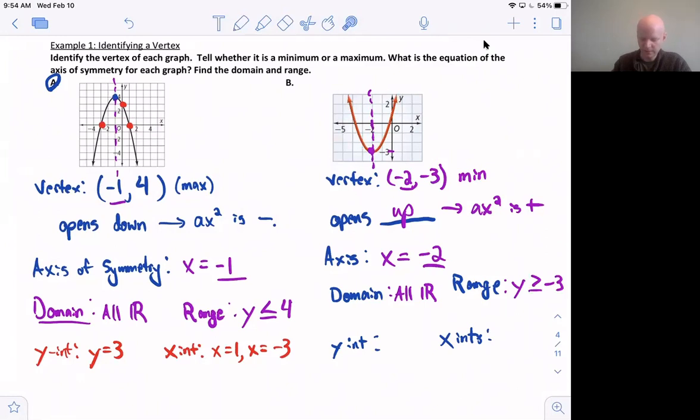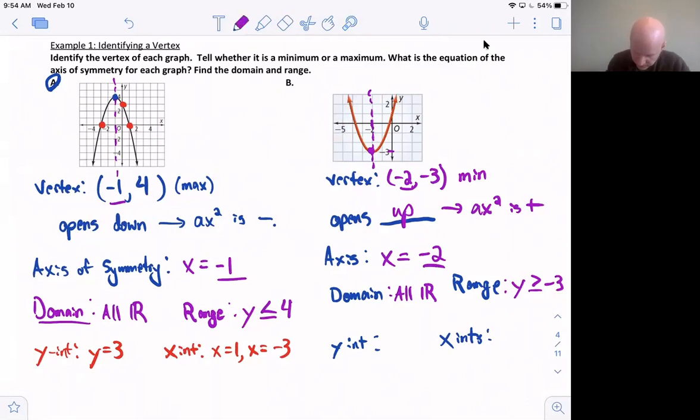You can kind of see that opens up means that our range is going to be y is greater than, but opens down means that our range is going to look like y is less than. Because if the parabola is going down, all the y's are going to be less than a certain amount. But if the parabola opens up, all the y values will be greater than a certain amount.